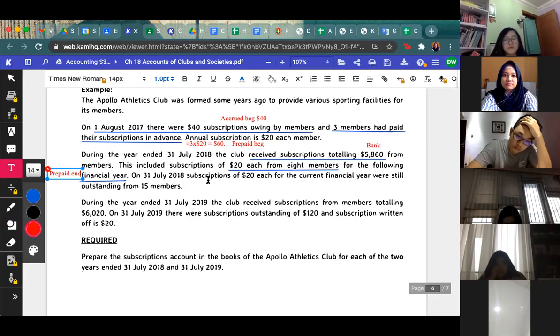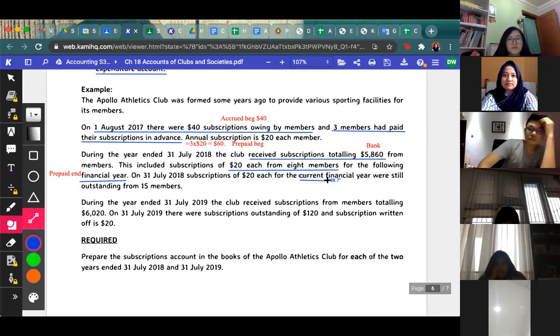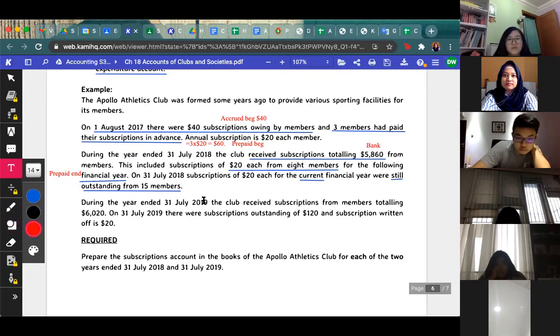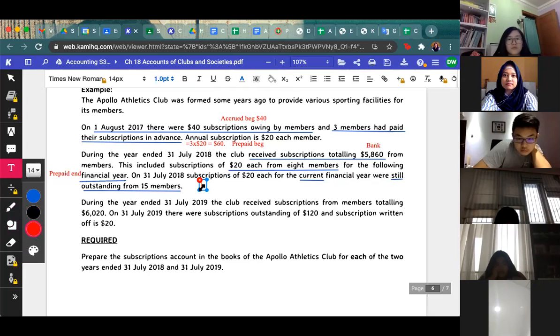On 31 July, subscriptions of 20 each for the current financial year were still outstanding. Current, and it said still outstanding from 15 members. So you have an accrued at the end, with the amount of $20 times 15, that is 300.